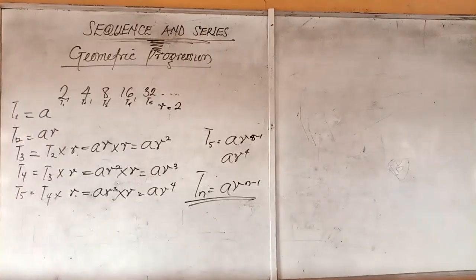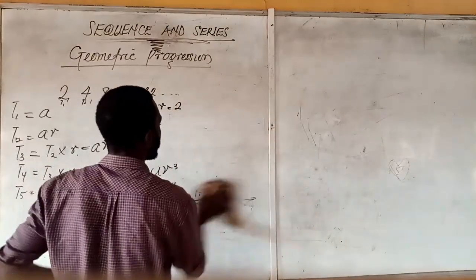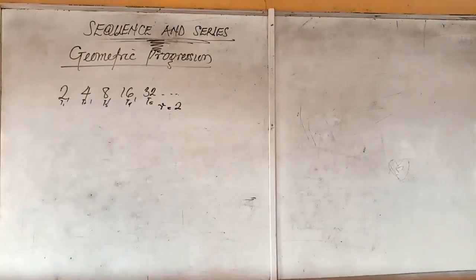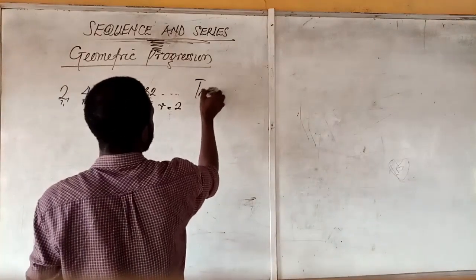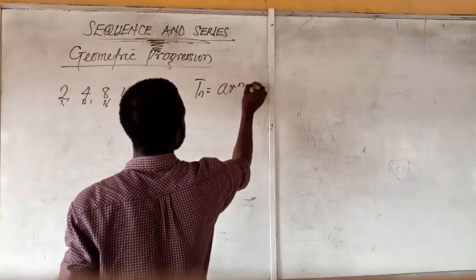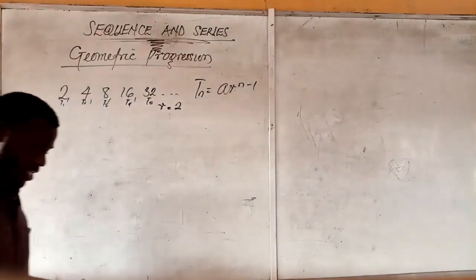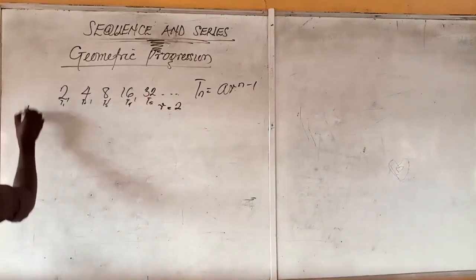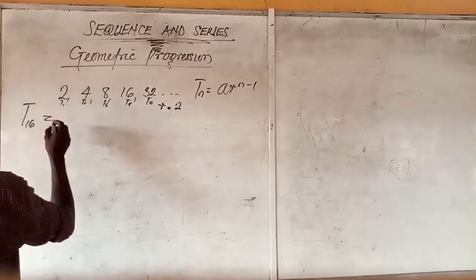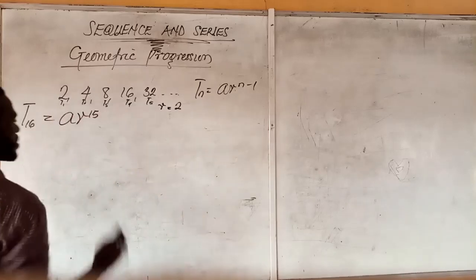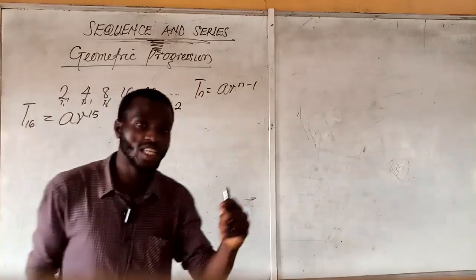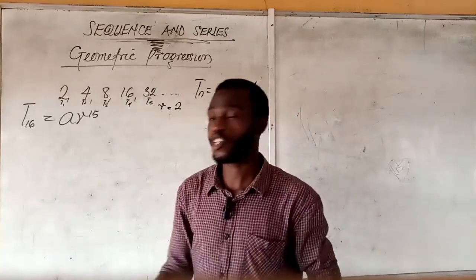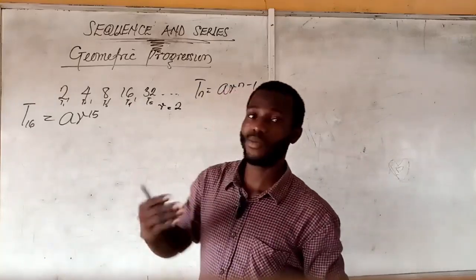Alright, so for example, let's use this question. So we have the nth term to be equal to AR raised to power n minus 1. If we are asked to find, for example, the 16th term of this sequence here, so find T16. So T16 is equal to AR raised to power 15. Look at the way I did it, just the way we did the other one. If it was AP, T16 would be what? A plus 15D. The same way here, because it is GP, it will be AR raised to power 15.